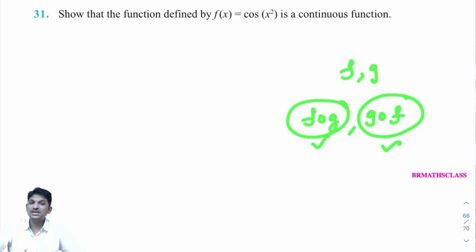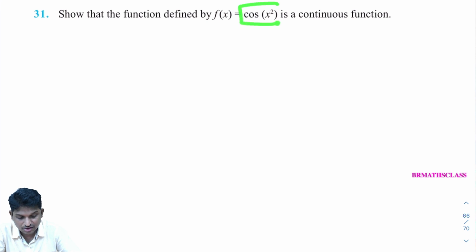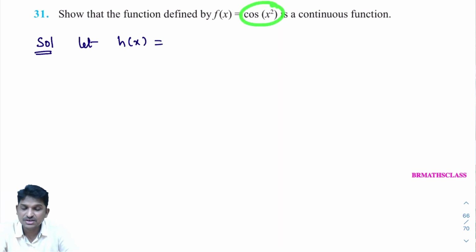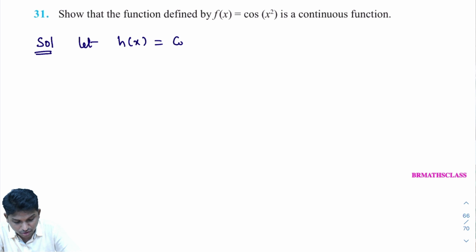Here important thing is you observe this cos of x square. It is a composite function, cos of x square. In these 2 functions are there. One is cos x, another one is x square. One is trigonometric function, another one is polynomial function. Observe the solution. Let h of x equal to, here first I'll take trigonometric function. You can take h of x as x square also. I identified one is trigonometric functions. I'll take h of x as cos x.